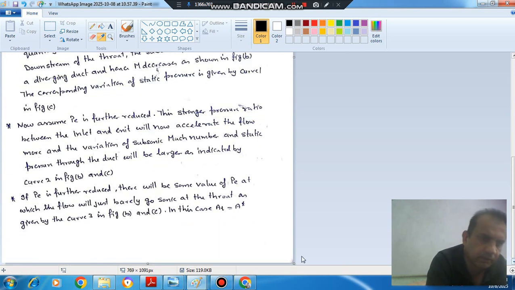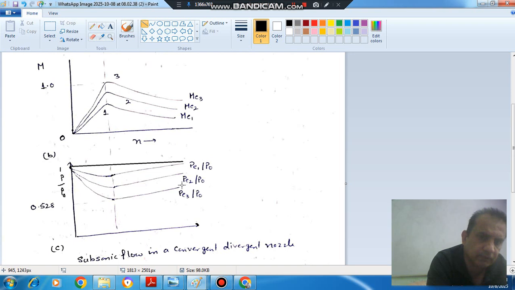Now next point, if P is further reduced, there will be some value of P at which the flow will just barely go sonic at the throat, as given by curve 3 in figure B and C. In this case, AT is equal to A star. Now if the pressure is further reduced, suppose we reduce pressure up to P3, then the sonic conditions are achieved at the throat, but here the pressure is not reduced to that extent that supersonic velocity can be achieved. Here still the flow is subsonic. So we have reduced the pressure and attained the sonic condition at the throat, that is corresponding to P3, and for air this pressure ratio at the throat is 0.528.